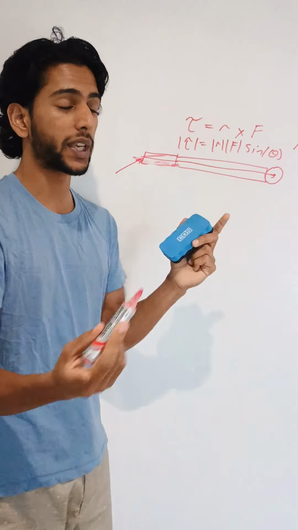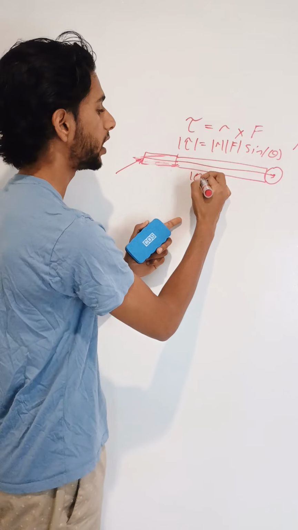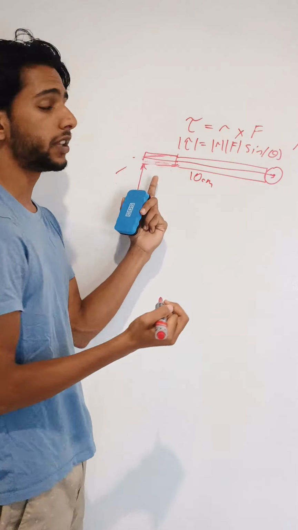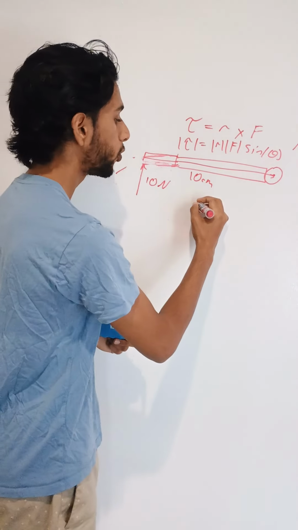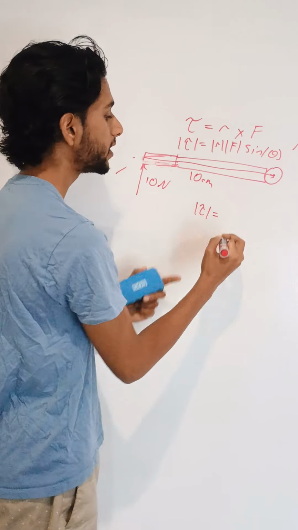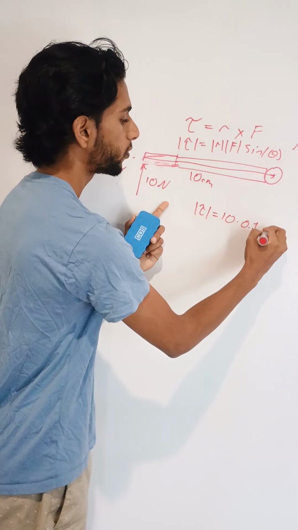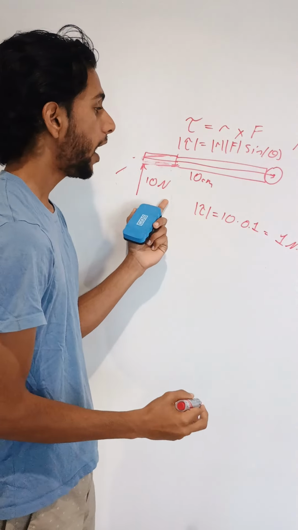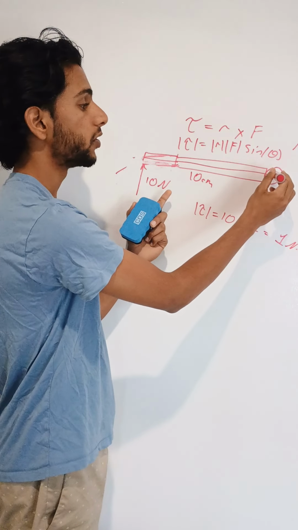Okay, let's do a quick example. Suppose that this wrench was 10 centimeters long. Suppose we're applying now a perpendicular force to the end of this wrench that's 10 newtons. Our torque, or the magnitude of our torque, is hence going to be 10 times 0.1, or 1 Newton meter. Okay, and it's going to be a vector that's perpendicular to this point here.